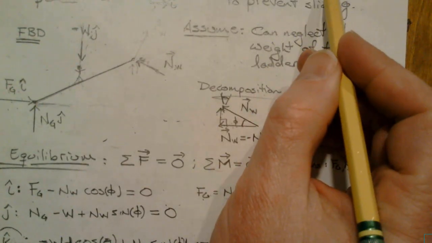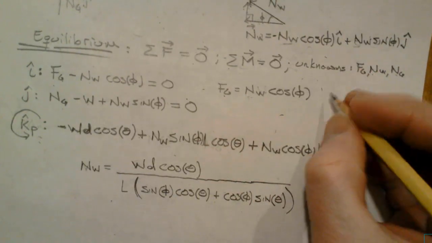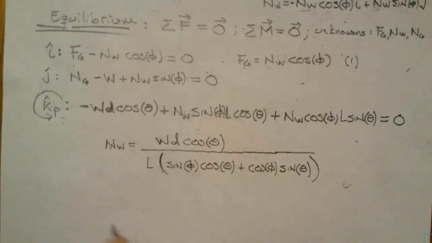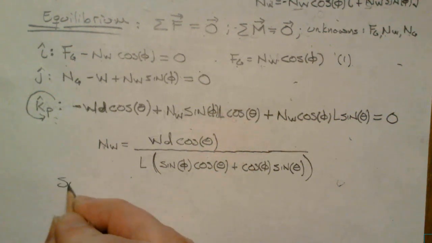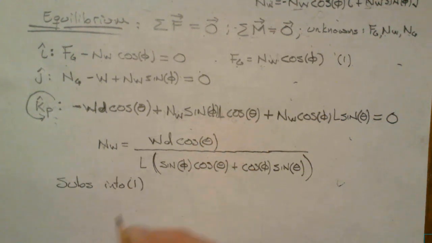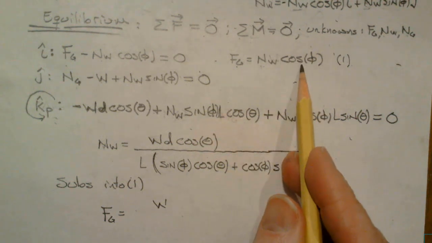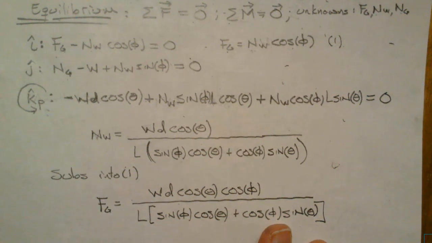And then what am I after again? What I'm after is the FG. FG in terms of NW, it's right here. Let me call this one equation number 1. So I want to substitute into equation 1. Then we find that FG is equal to this whole thing just multiplied by cosine phi, right? So check out where we are.